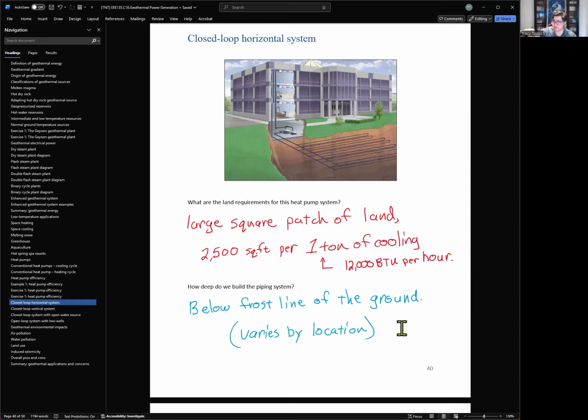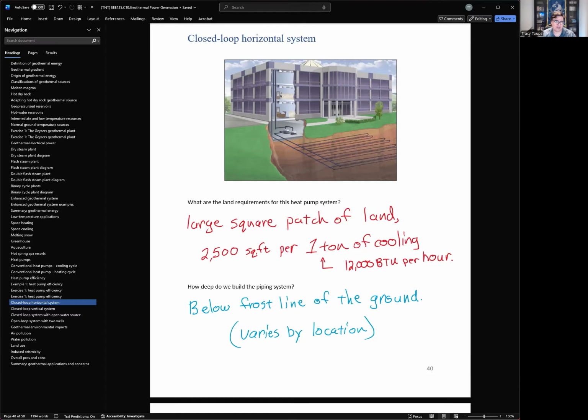Horizontal means the pipes are laid flat, maybe a couple meters below the surface. So you dig up a big patch, put the pipes in, put dirt on it, plant some grass, and you're done. You roughly need 2,500 square feet per 1 ton of cooling. 1 ton of cooling is 12,000 BTUs per hour. You've probably heard this before if you've looked at HVAC systems. I forgot what the numbers are, but I think for a house you probably want 1 ton of cooling per 1,000 square feet, I recall. Could be off on that a little bit.